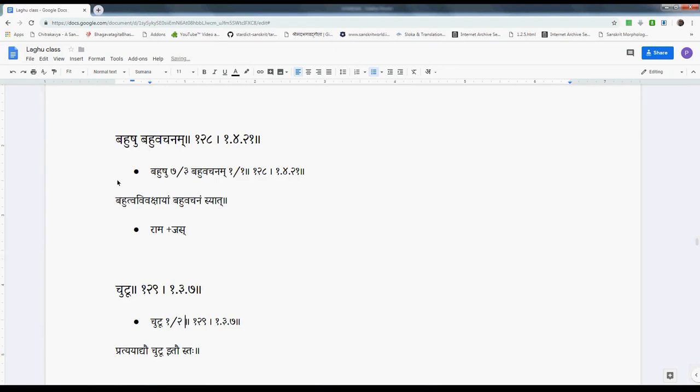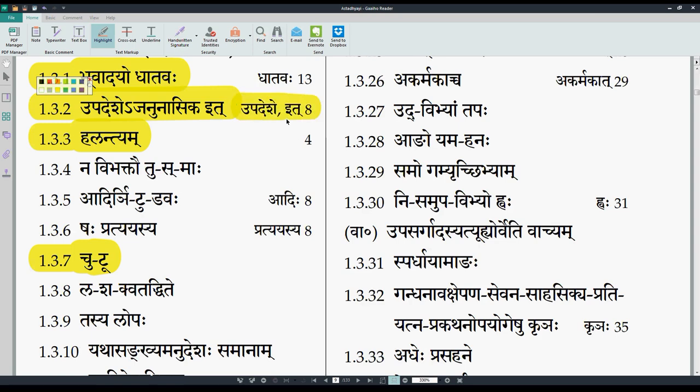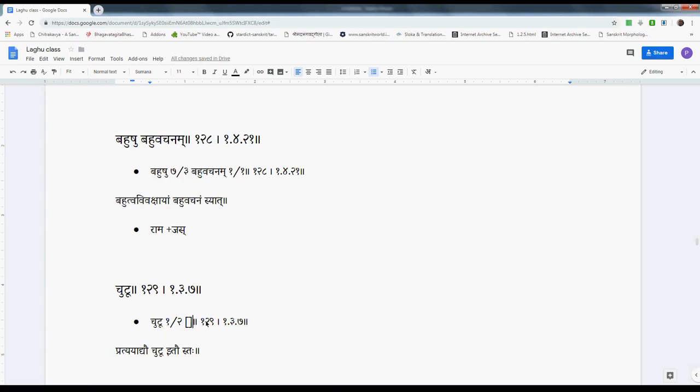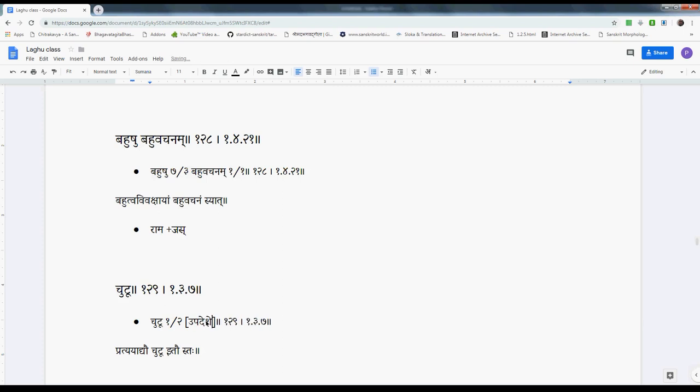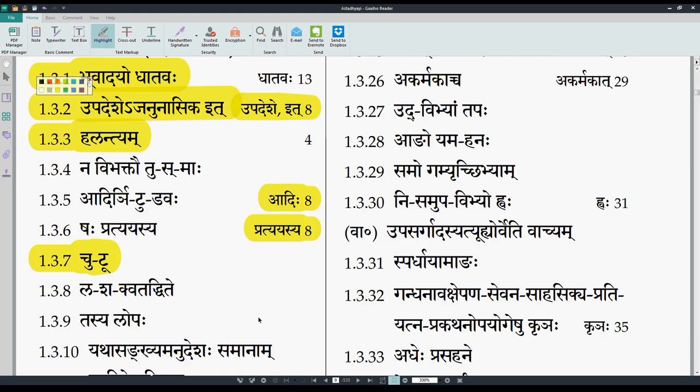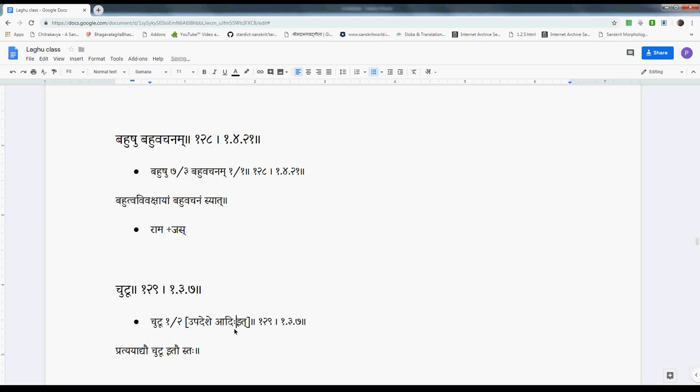And what is the anuvritti in Chutu? Upadeshe It, these go till 8. So Upadeshe is there. What else is there? Adih is there and Pratyayasya is there. Thereby Chutu means not all cha varga and ta varga letters are it wherever they are in upadesha. Not only should it be in an upadesha, Upadeshe It, this is the basic anuvritti. So Upadeshe Chutu It Bhavati, not everywhere. Where will it be? Adih only, not in the middle or elsewhere. It is at the beginning. But what if it is any upadesha? Not any upadesha, it should be a Pratyayasya Adih, it should be a pratyaya, not anything else.